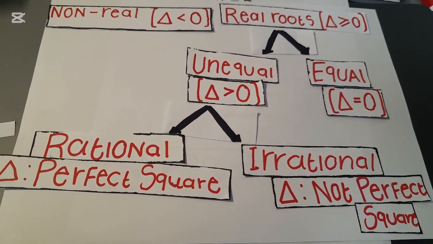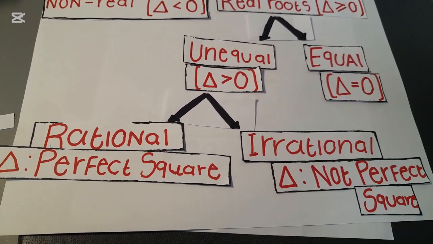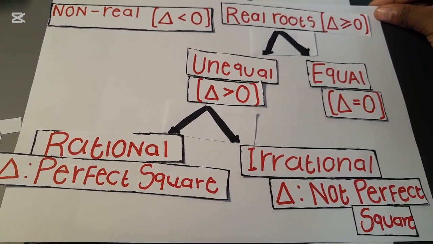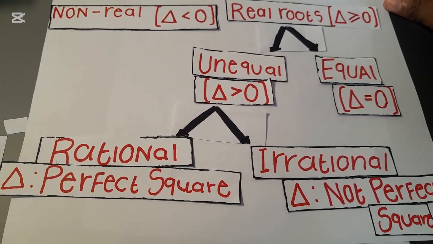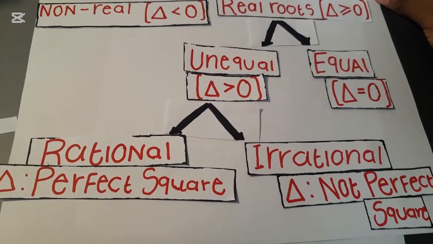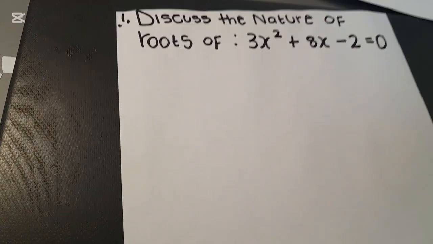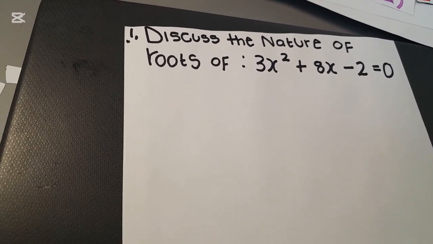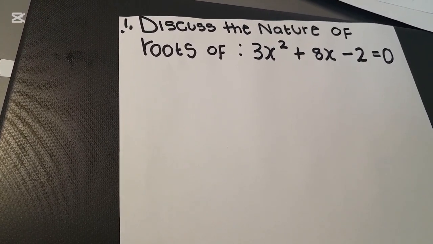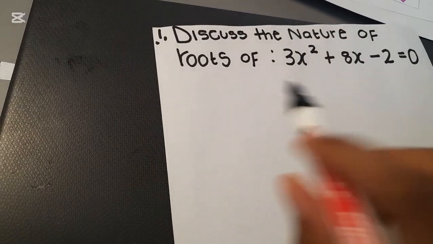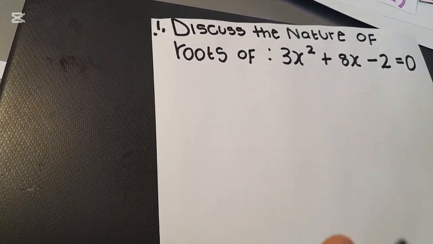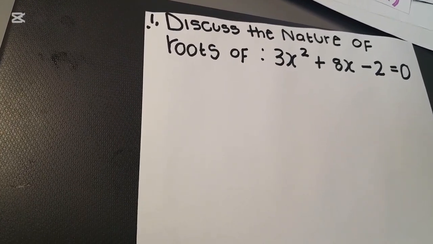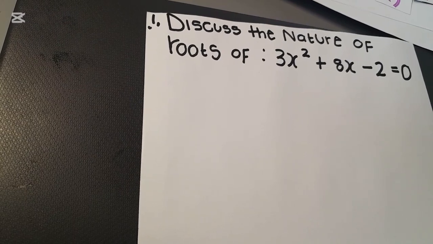But before we close it up, I hope that you understood. And for now, let's do one example to see if we really got the hang of the nature of roots. Let's work on the example together. You can screenshot this or pause the video and work it by yourself and come back so that we can do it together. We're given the statement: discuss the nature of roots of the equation 3x squared plus 8x minus 2 is equal to 0.